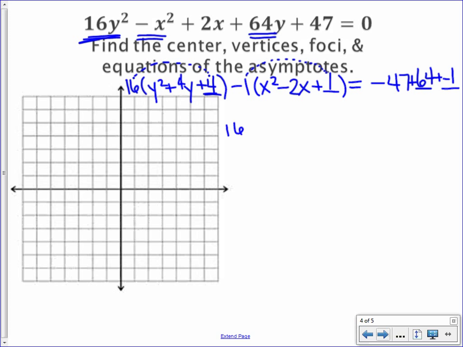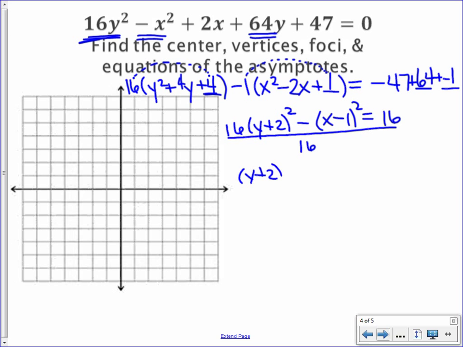So what we have is 16 times (y plus 2) quantity squared, minus 1 times (x minus 1) quantity squared, equals 16. Then, just like writing the equation of an ellipse, we need this to equal 1. So I'm going to divide by 16, and we have (y plus 2) squared over 1, I'm going to go ahead and write over 1, even though we wouldn't need to, but it's going to make it easier for us, minus (x minus 1) squared over 16 equals 1.